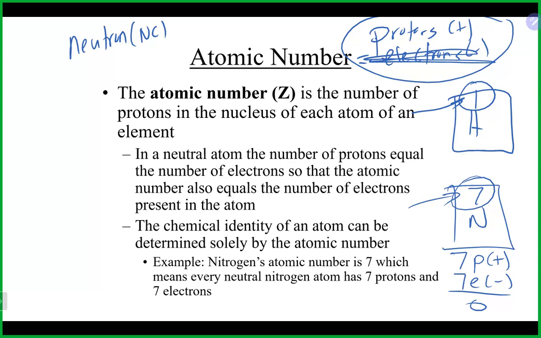You'll never have a nitrogen that has 5 protons, because 5 protons is boron. Yeah, number 5 up there. So boron is the element with 5 protons. Any questions on that there?